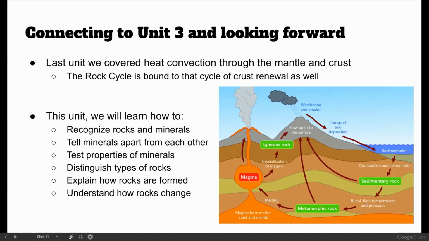Hopefully we will be able to do this in class for those of you that are with me in person, pending COVID precautions. If you're watching this and COVID has been resolved, yay, congratulations, and have fun with the hands-on lab. You need to be able to distinguish the different types of rocks. You need to be able to tell the difference between metamorphic, igneous, etc. You need to explain how rocks are formed, know how each type is formed and what is involved in the process, and then understand how they change, what causes one to become another.